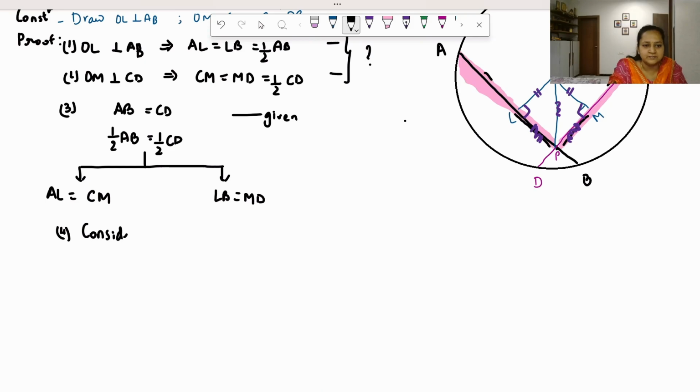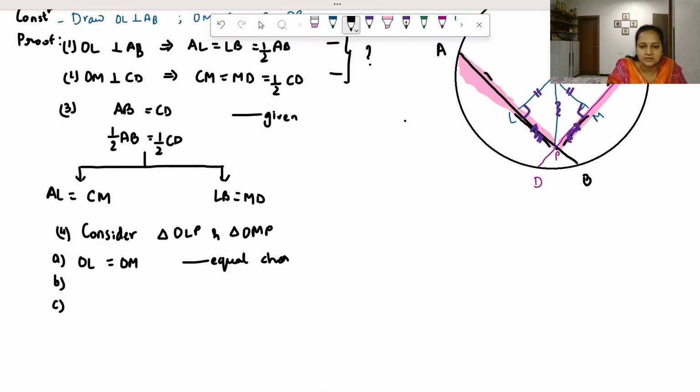Consider triangle OLP and triangle OMP. What is equal? We need three parts for proving the two triangles to be congruent. We have OL is equal to OM. Why? Equal chords are equidistant from the center of the circle.